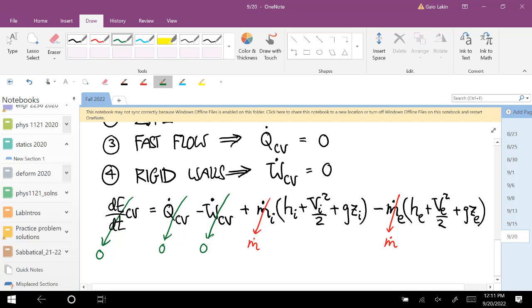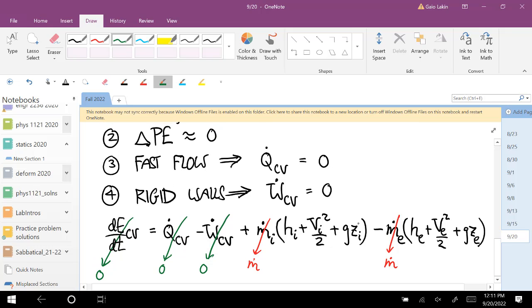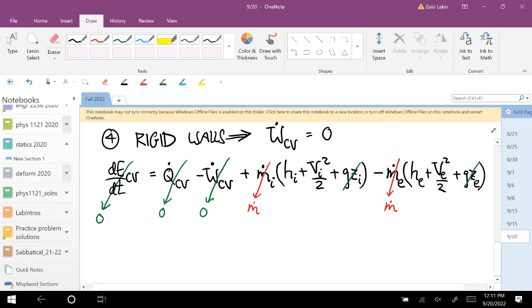We need to keep the enthalpy because there is going to be a change in pressure, so there is going to be a change in enthalpy. We need to keep the kinetic energy, but we're going to cancel the potential energy terms. And so what you get is Ve squared over 2 minus Vi squared over 2 is equal to hi minus he.